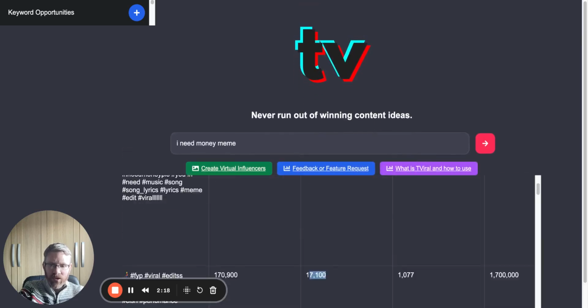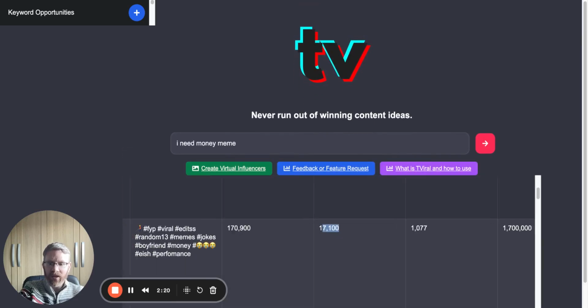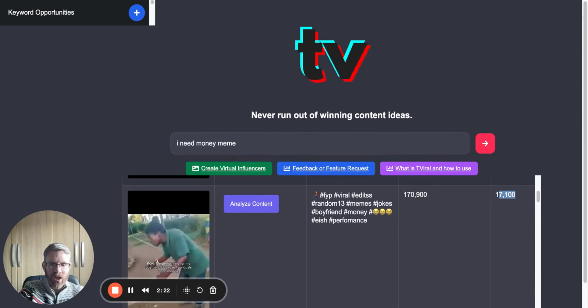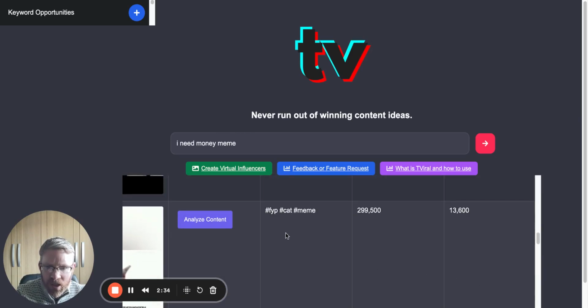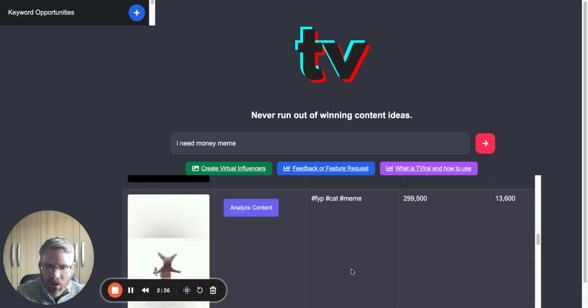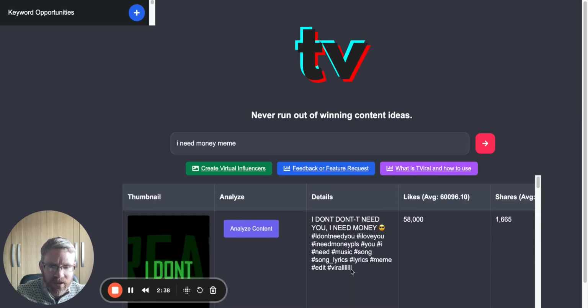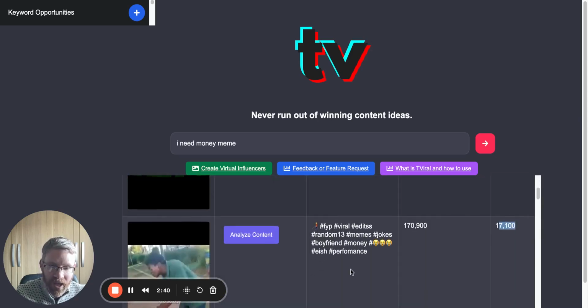Okay, let's scroll up to the top here. Now let's just make sure that this actually is something. So it looks like they have an emoji. So For You page, viral edits. So this is the I Need Money meme. Okay, let's look at the one just below here that has I believe 13,000. So okay, let's go with the second one here. Let's look at analyze content.